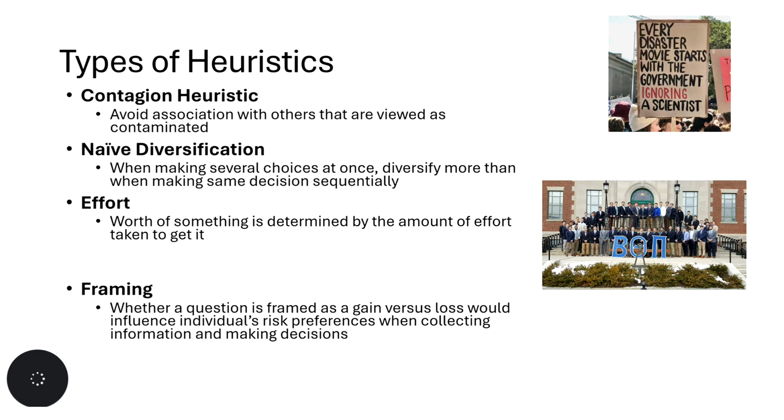Then we have naive diversification. So this is something you'll see when people are making several choices at once. They'll tend to diversify more than if they're making the same decision sequentially. So if you ask somebody a series of questions about who should do a task, they will answer you more validly or in a more objective way than if you say these 4 people need to do stuff, who's going to do it? And then what you'll see is people tend to diversify that decision, so they'll give pieces to each person, where in a sequential decision making they may not do that.